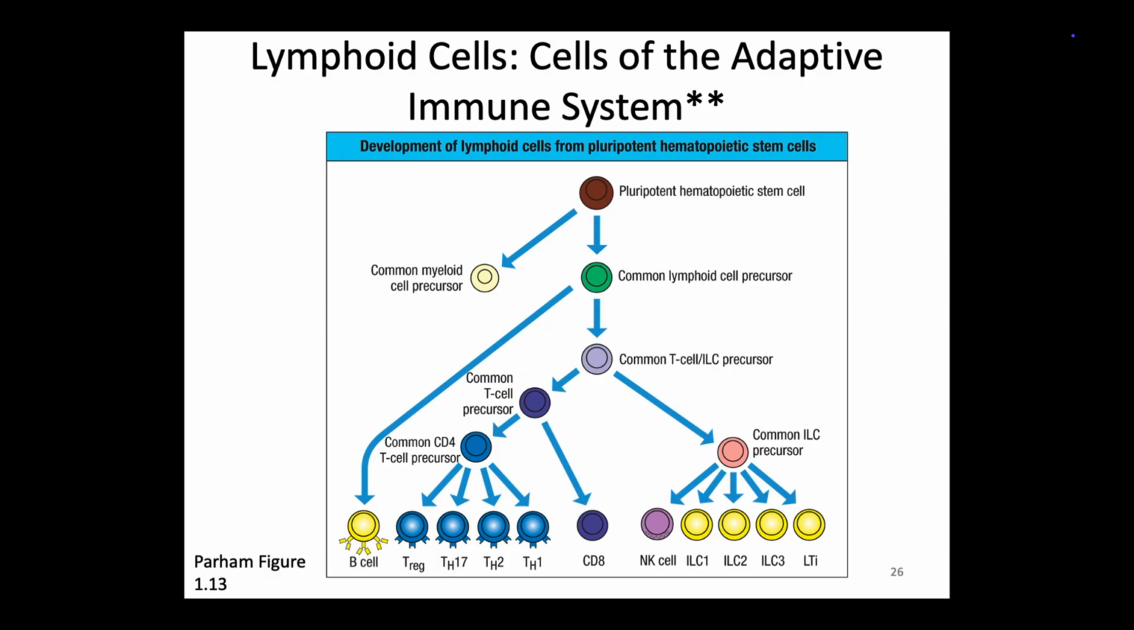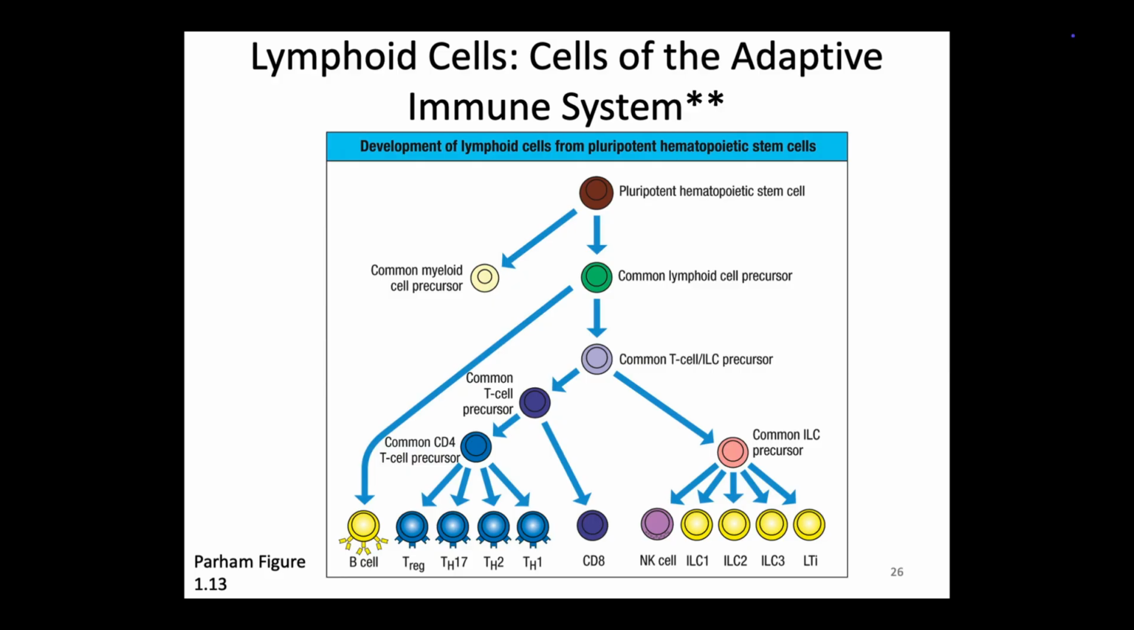And so here's our hematopoietic stem cell in brown. Here we can see the branch going towards the myeloid cell, and then it's not showing us the rest of that branch. The alternative choice is it could become something called a lymphoid cell.